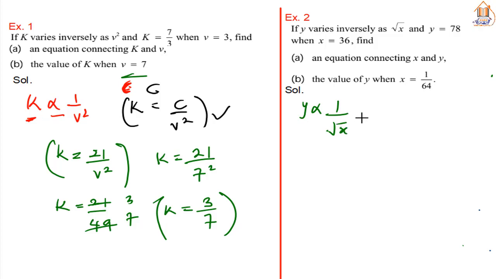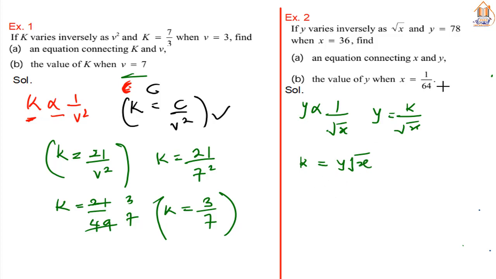Now, what do we do? We are going to introduce a constant, and by doing that, we present our constant with the letter k. Therefore, we have y is equal to k over the square root of x. Now, what are we going to do here? We are going to make k the subject of the formula, thereby we will cross multiply. So we have k will now be equal to y times the square root of x.